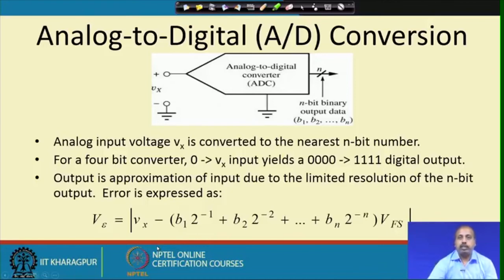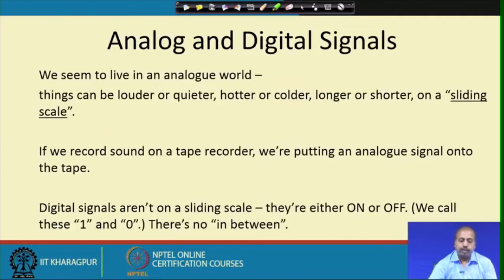So, DAC and ADC are two very important modules that you have in a digital system when it is interfaced with the analog domain. We will see that in due course of time.